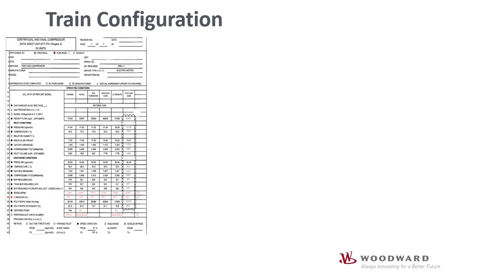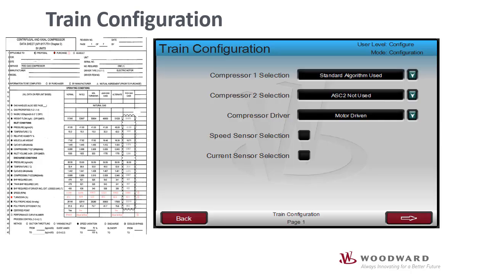In the train configuration, you can see we have to use this thermodynamic datasheet. From this datasheet, we can access useful data. On the first page, if you click on train configuration, you will get the compressor 1 selection. Since we have only one stage, we'll select standard algorithm used. For compressor 2 selection, since we have not used it, ASC2 is not used. Then it asks about the compressor driver.